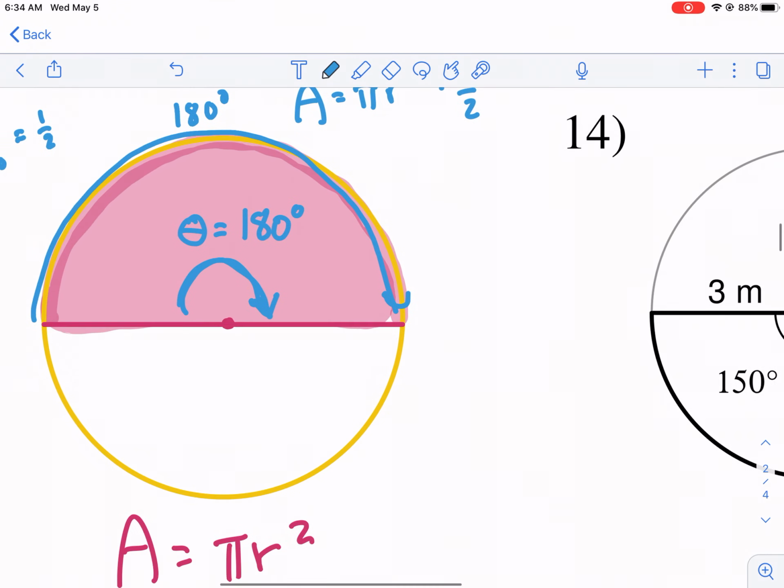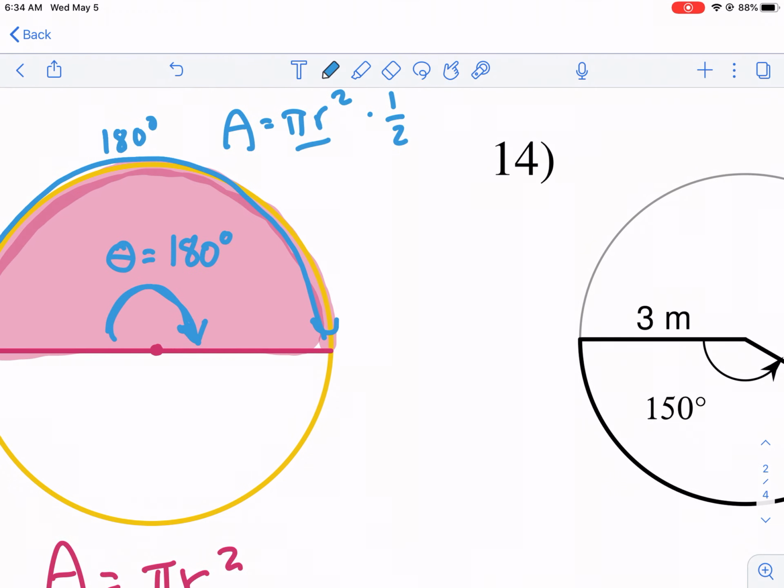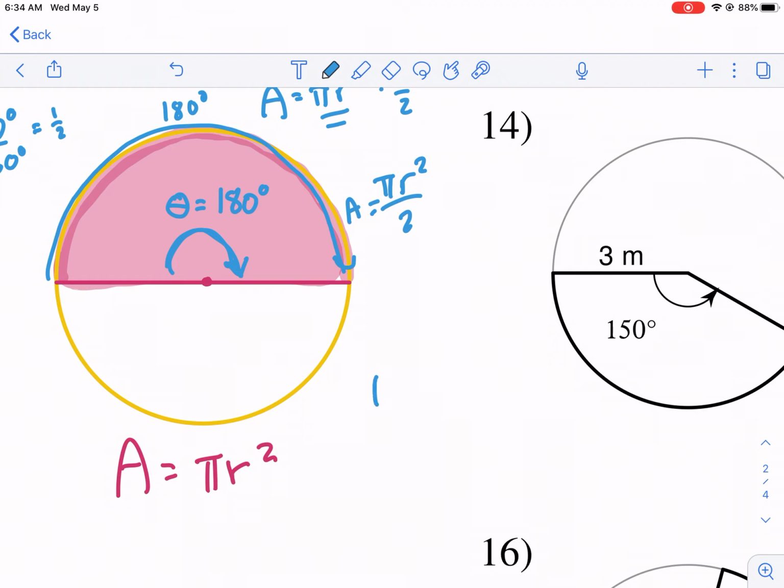Once we do that, then we have the portion of the circle, and we multiply that by the area, and we can find pi r squared over 2, which is the same thing as I wrote above. So if we were to say that the area of the whole circle were 20 inches squared, then the area of this half circle would be, obviously, half of that, which is 10 inches squared.